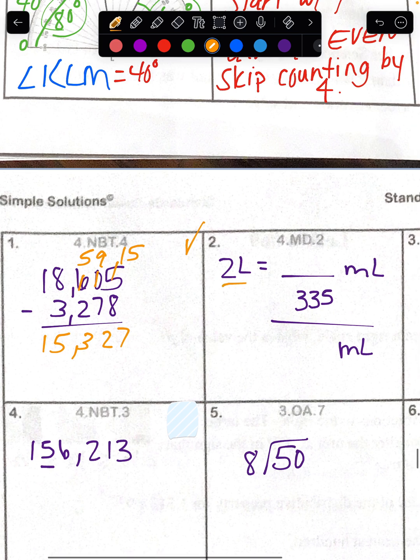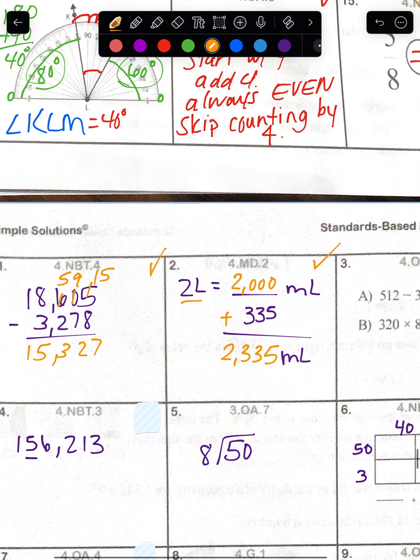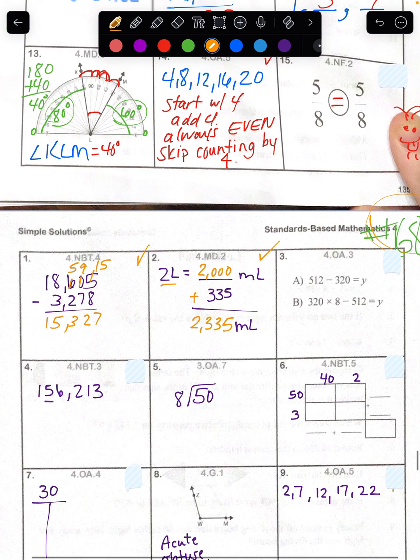And she drank 2 liters, which should be 2,000 milliliters. And they want to know together how much of that fruit punch has she drank, which should be 2,335 milliliters of fruit punch. All right, number 3.